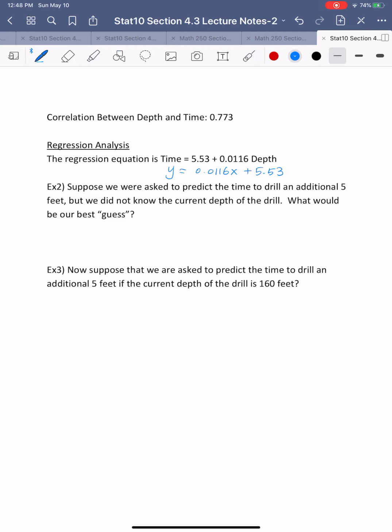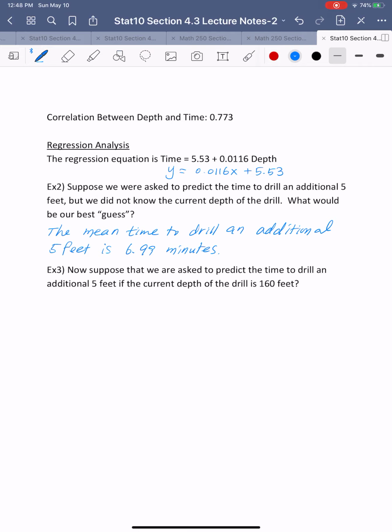Example 2. Suppose we were asked to predict the time to drill an additional 5 feet, but we did not know the current depth of the drill. What would be the best guess? Before using the formulas, you can just say the mean time to drill an additional 5 feet, from the observed information, is 6.99 minutes, right? That's what I got here.